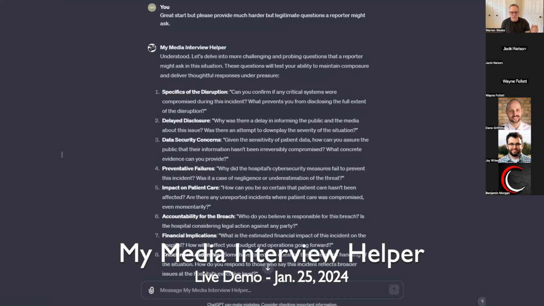So can you confirm if any critical systems were compromised? Why was there a delay in informing the public and the media about the issue? Given the sensitivity of this information, how can you assure the public that their information hasn't been irreversibly compromised? Each one of these is like a little Rubik's cube, right?